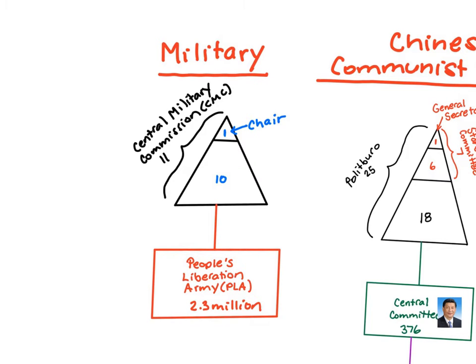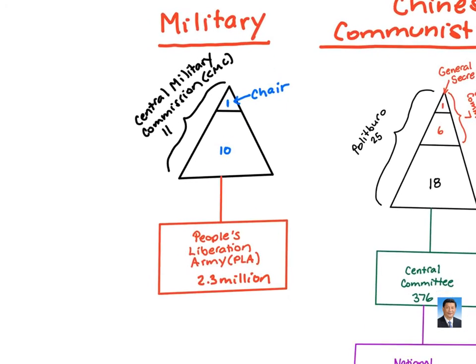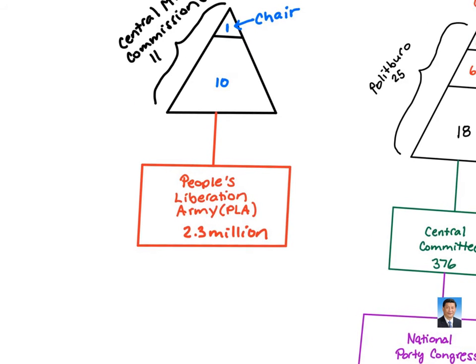Underneath the Central Military Commission, of course, is the People's Liberation Army. And the People's Liberation Army is 2.3 million people strong. There's also a bunch of reserves and militias and things like that. But it's a very, very huge organization.